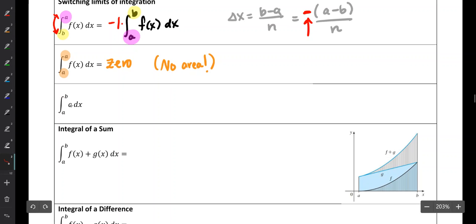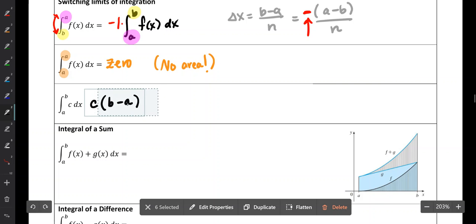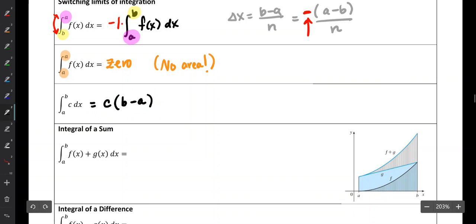The integral of a constant, c is just a constant, is going to be c times b minus a. Oh, on this one I didn't type an equal sign. And if we look at that one graphically, say here's your c. Y is always c, y is always 2, y is always 10, right? Here's y is always c.